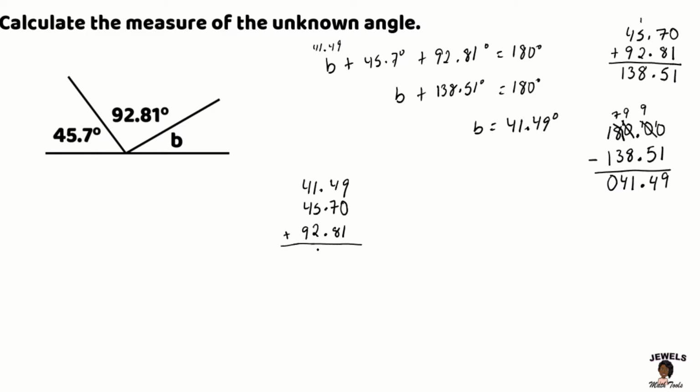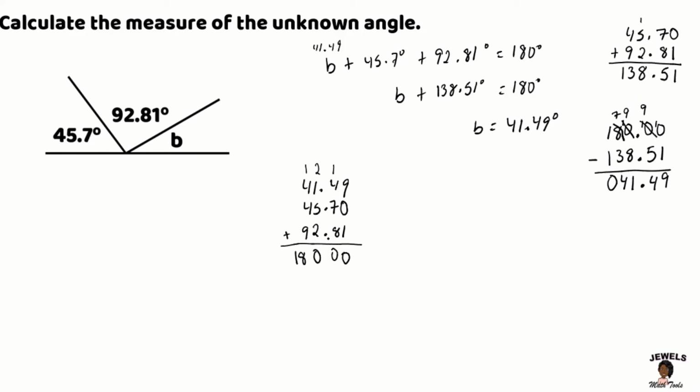Remember, the 0 will not change the value of the number, but just helps you better with flowing with your working. So 9 plus 0 is 9. 9 plus 1 will give us 10. Put our 0, carry the 1. 1 plus 4 is 5. 5 plus 7 is 12. 12 plus 8 is 20. We're going to put our 0, carry the 2. 2 plus 1 is 3. 3 plus 5 is 8. 8 plus 2 is 10. Put our 0, carry the 1. 1 plus 4 is 5. 5 plus 4 is 9. And 9 plus 9 is 18.